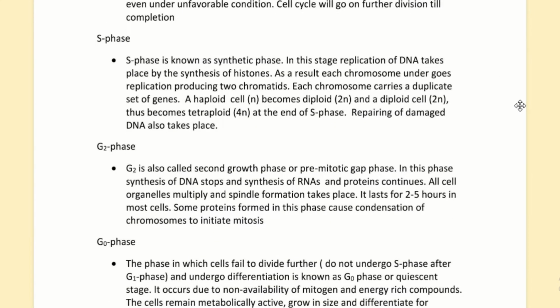Then we have S phase. S phase is known as the synthetic phase. In this stage, replication of DNA takes place along with synthesis of histones.